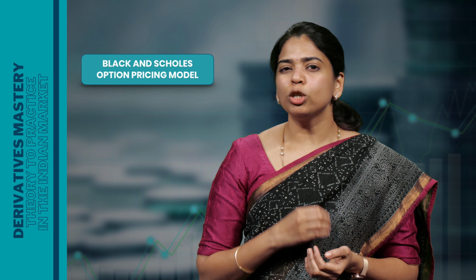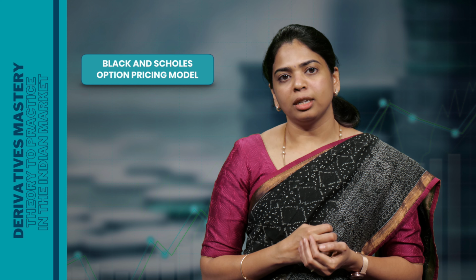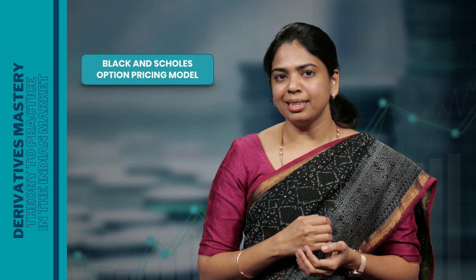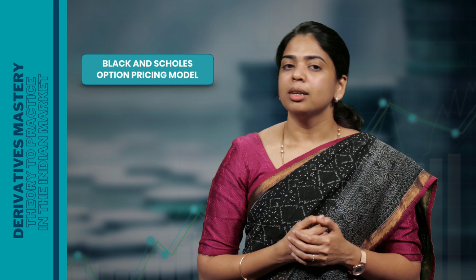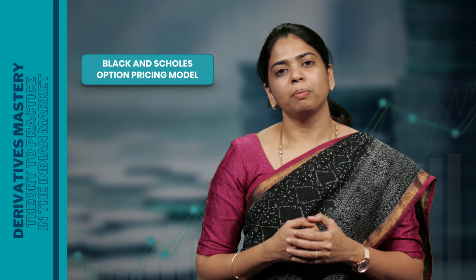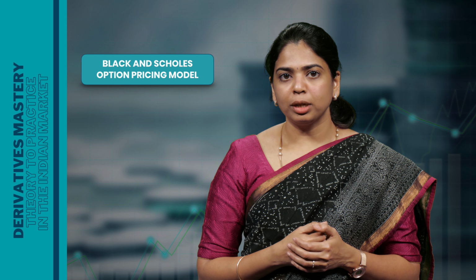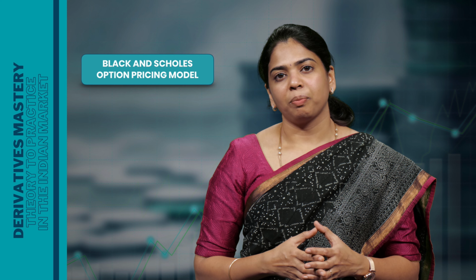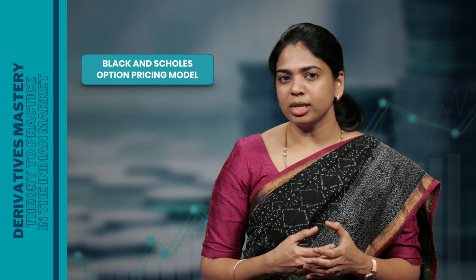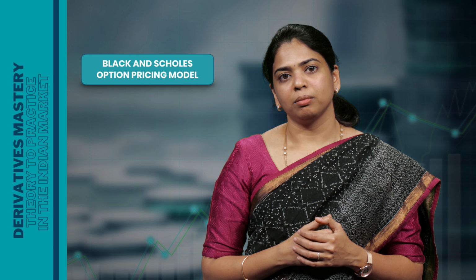This model was so groundbreaking that Myron Scholes and Robert Merton won the Nobel Prize in 1997 for their work. Sadly, Fisher Black couldn't be honored since the prize isn't awarded posthumously. Today, the Black and Scholes model is a big deal in finance. It helps traders and investors price options fairly and understand market behavior.